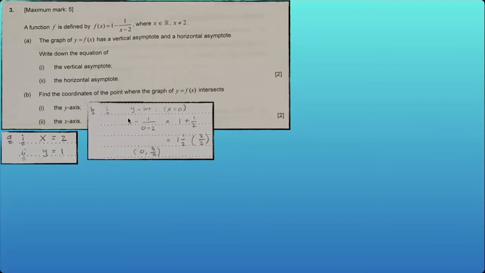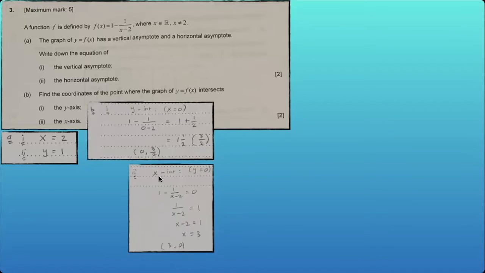So next, part B, find the coordinates of the point where the graph of y equal to f of x intersects the y-axis and intersects the x-axis. To find y-intercept, as usual, we set x is equal to 0. So we have 1 minus 1 over 0 minus 2. So that's equal to 1 plus 1 over 2, or 3 over 2. So this is the coordinate of y-intercept.